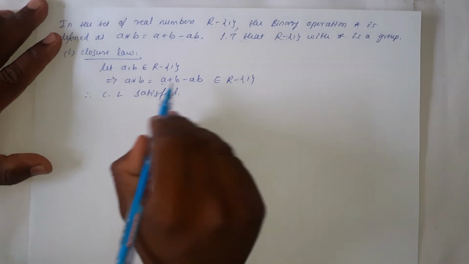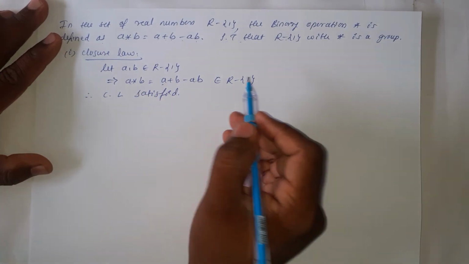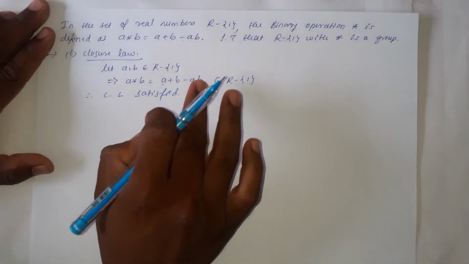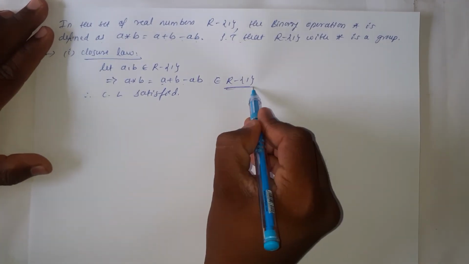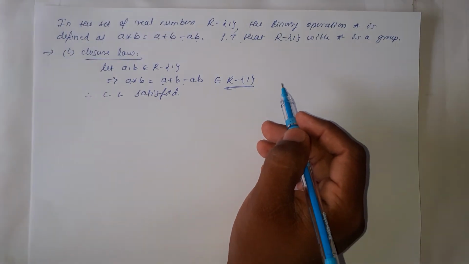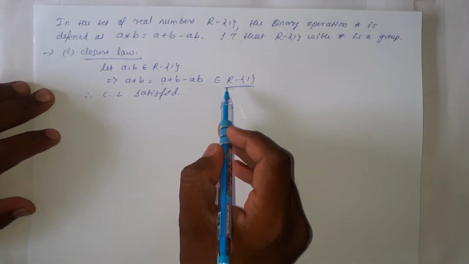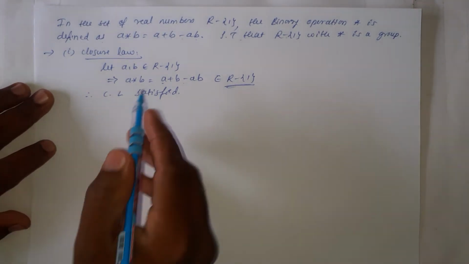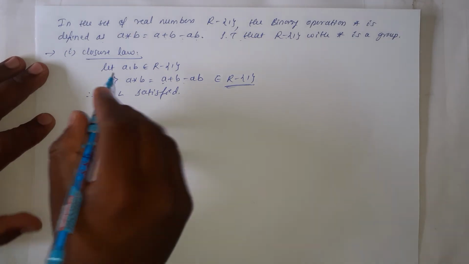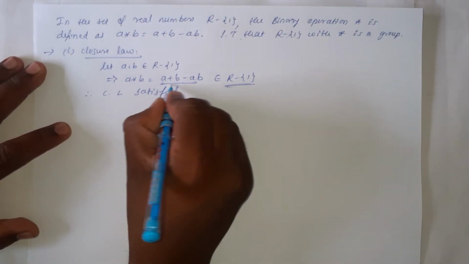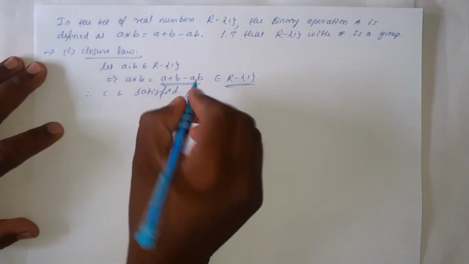If the product of the binary operation A star B equal to A plus B minus AB, if that element belongs to the given set R minus 1, then we can say that closure law satisfied. If this element does not belong to the given set R minus 1, then we cannot say that closure law satisfied. So, for this example closure law satisfied since this element is not equal to 1.